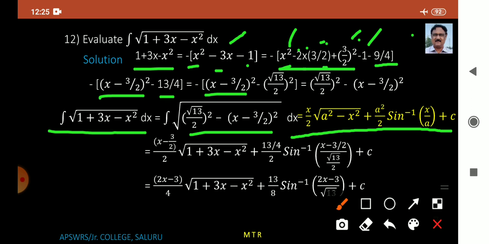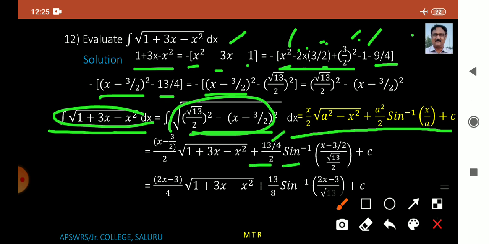Here a square minus x square is our problem. This is nothing but this. So write x minus 3 by 2 by 2 into square root of 1 plus 3x minus x square, plus a square by 2. A square means root 13 by 2 whole square, which is 13 by 4. So 13 by 4 by 2, sine inverse x, meaning x minus 3 by 2, by a, which is root 13 by 2.